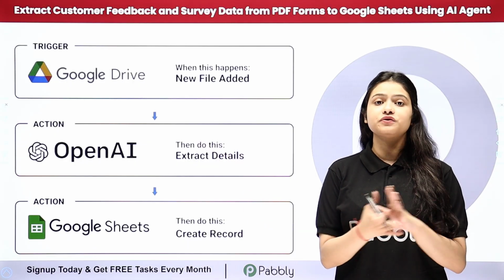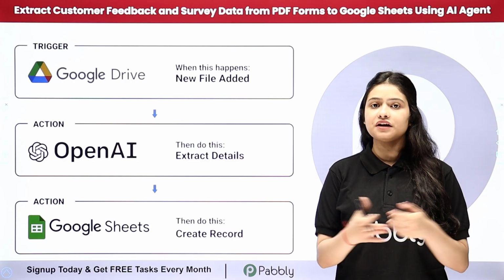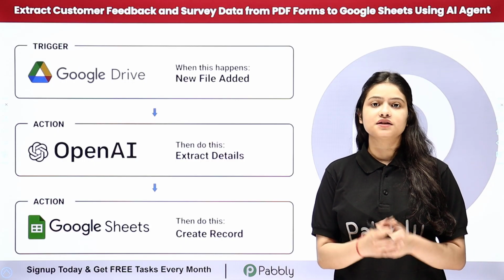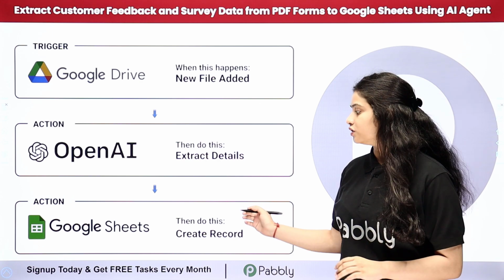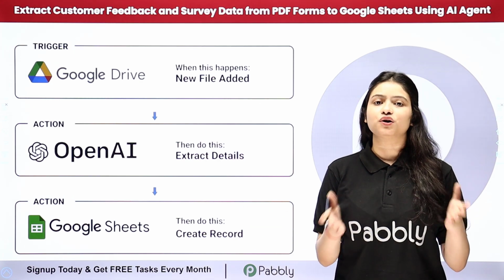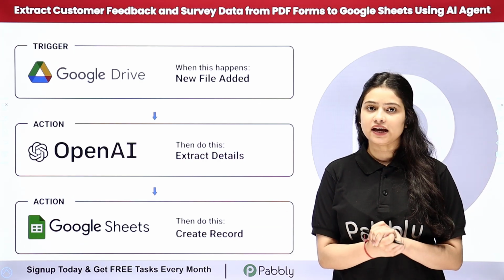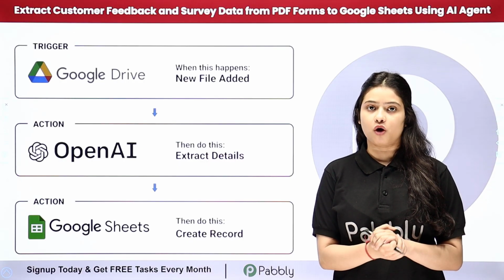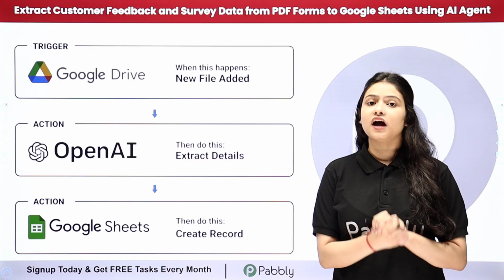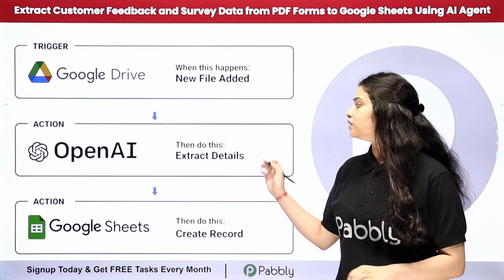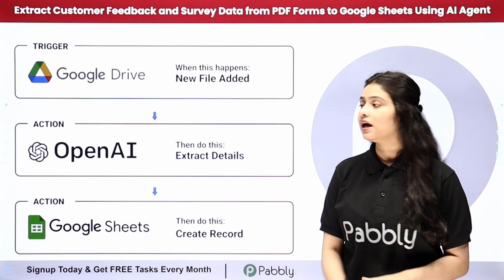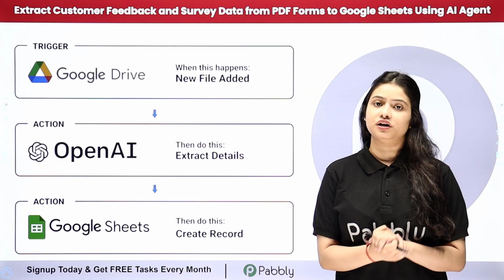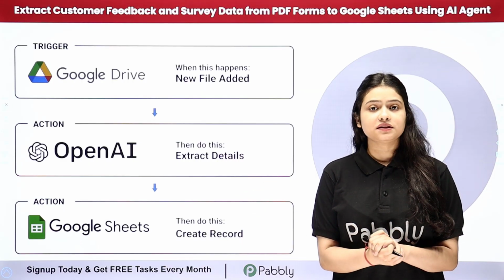But because the forms which the customers and guests are submitting are handwritten, it is a time-consuming task to manually add each of the data in Google Sheets. Therefore, I have decided to automate this entire process with my AI agent and Pabbly Connect. So as soon as I receive a new feedback form, automatically the details of that form are going to be extracted with the help of my AI agent OpenAI, and the details will then be recorded in Google Sheets. And how are we going to automate this entire process?